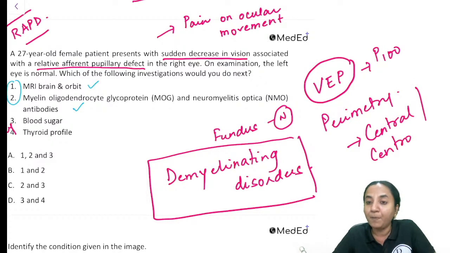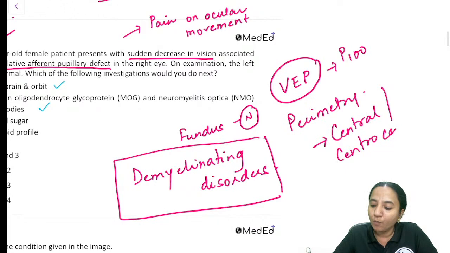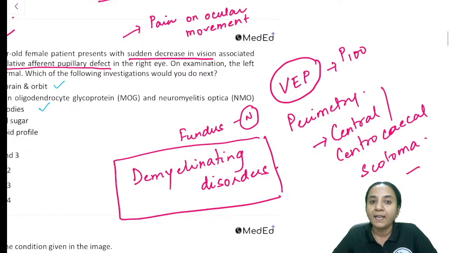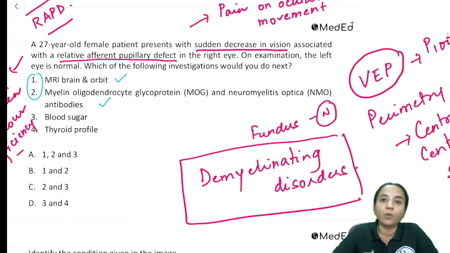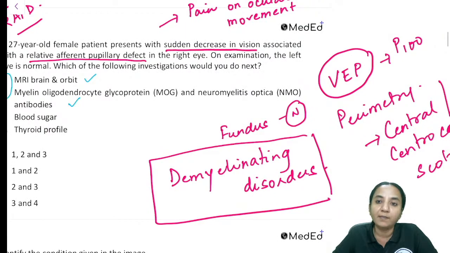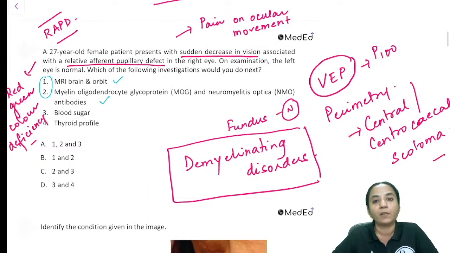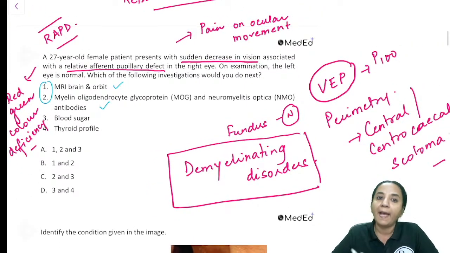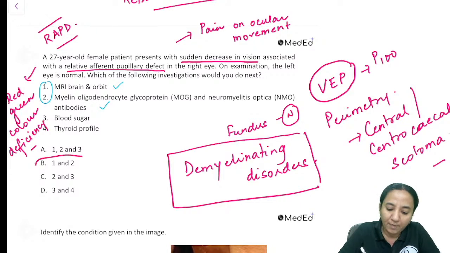All these may be mentioned in the question to make it easier for us to understand that they are pointing to a diagnosis of optic neuritis. Then the answer becomes much easier. So if it is optic neuritis, we have to keep in mind the possibility of demyelinating disorders, and hence 1 and 2, these are the investigations. So therefore this is our answer.